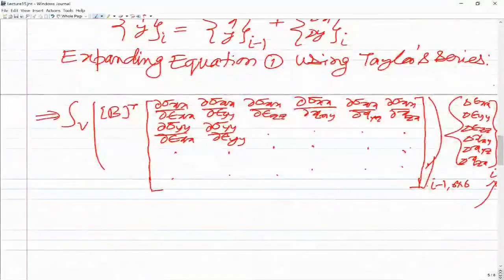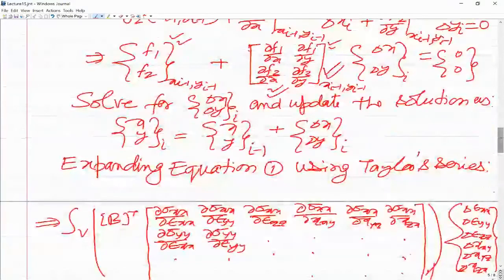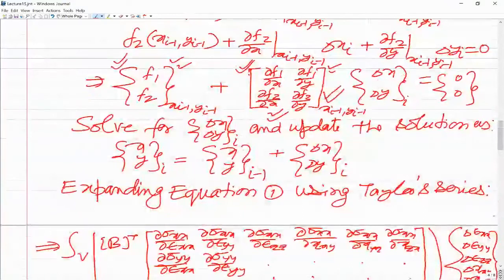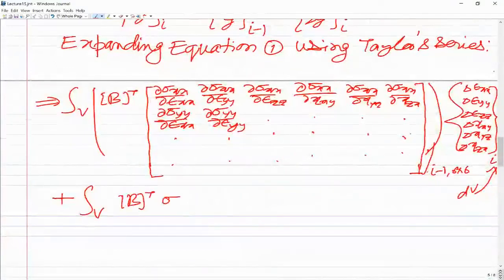And then the integration is there, so the dV term has to be there. Now we write the first term that I have written here in these equations. This term is simply integration over volume of B transpose into sigma, and this whole thing is evaluated at the previous iteration, at the I minus 1th iteration, into dV.